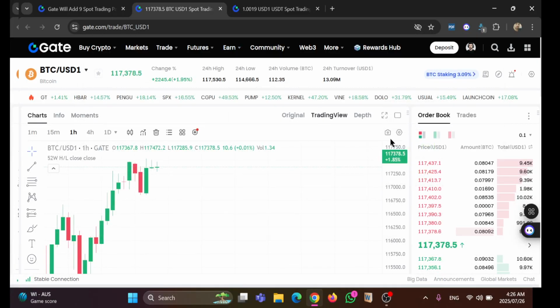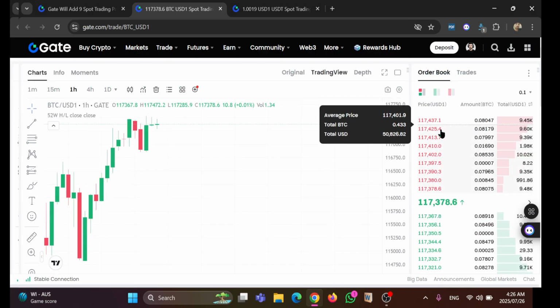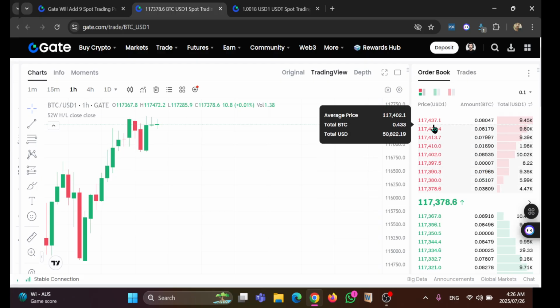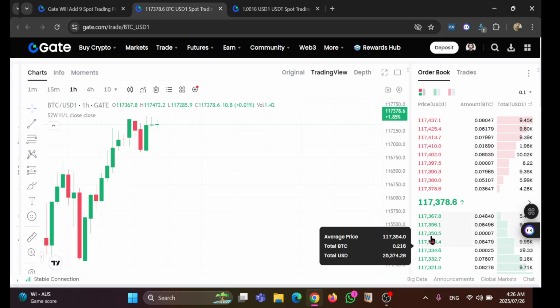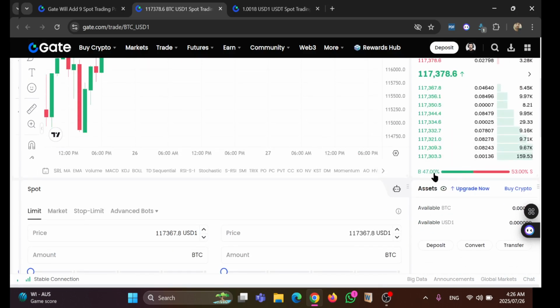And this is the order book. Here you will watch two types of orders: the selling order and buying order. In selling orders, you can see these values are the selling orders. Traders have made orders on these prices. They want to sell at these prices like 1,17,437.1 USD1. And buyers want to buy at these prices. And there are almost 50% buyers and almost 50% sellers.